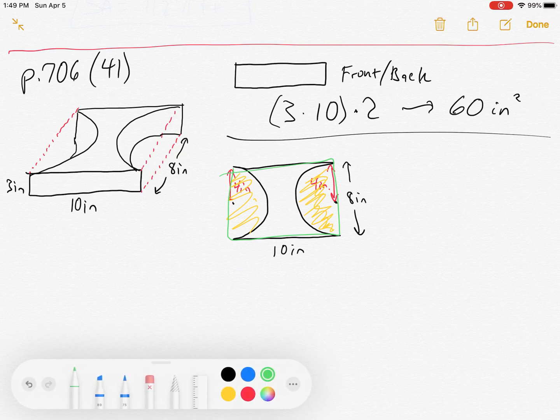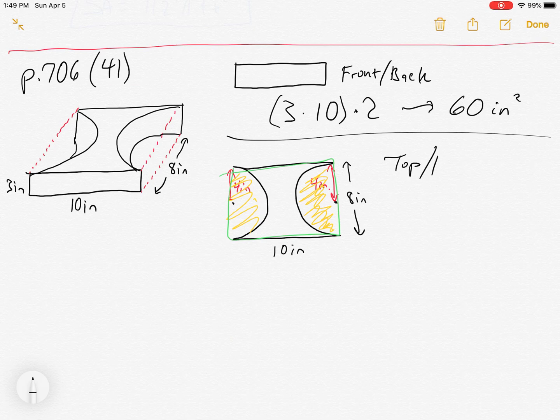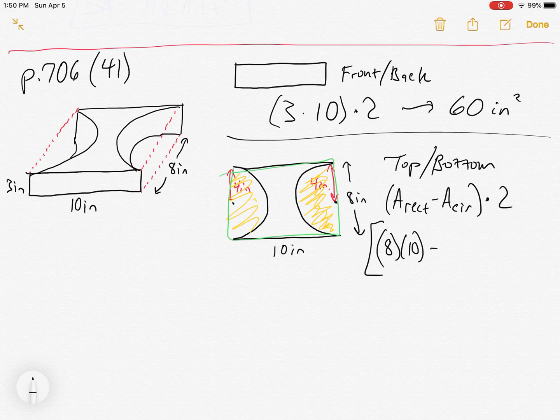And this, by the way, is the top and bottom. Top, bottom. So the area of, there's 2 of them, but the area of it is the area of the rectangle minus the area of the circle. I could say 2 times the area of the half circle, but those 2 yellow parts make up a full circle. So it's simply the rectangle, which is 8 times 10, minus the circle, which is pi 4 squared times 2. Done.